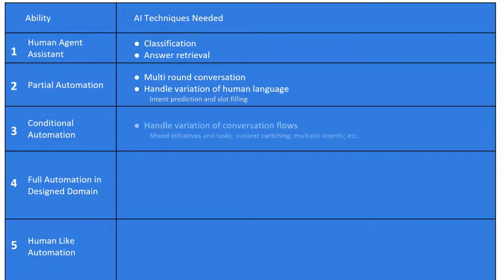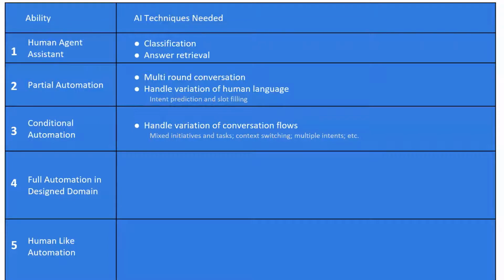For level 3, we also need to handle variation of conversation flows. Human conversation could flow in different ways. For most of the tasks the chatbot was designed, trained, or taught how to handle, it can handle the task if it can handle the variation of conversation flow. Techniques for handling things like mixed initiative, mixed tasks, context switching, and multiple intents are needed to build level 3 AI.